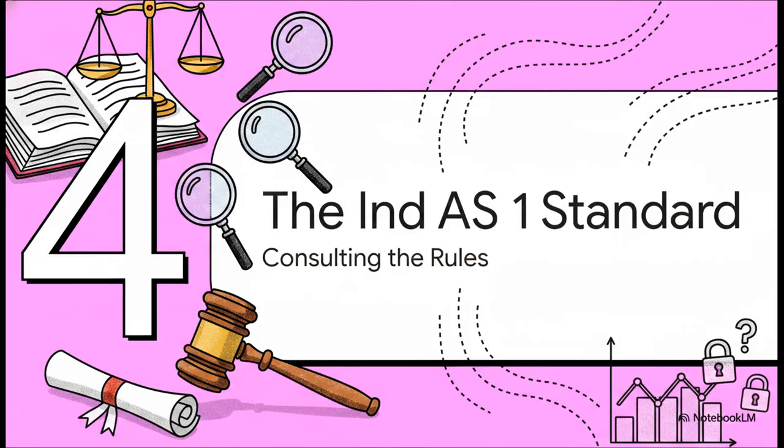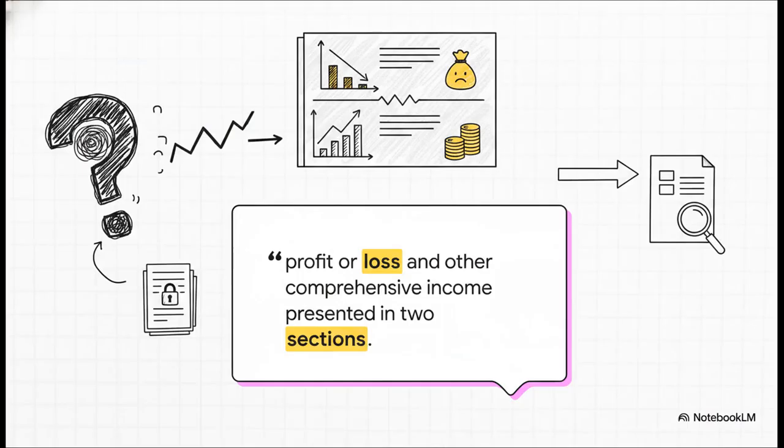Section 4, the Ind AS 1 standard. Let's see what the rules actually say. Check out paragraph 10A of Ind AS 1 regarding presentation of financial statements. It explicitly states that an entity has to present a single statement with two distinct sections, the profit or loss section and the other comprehensive income section. By just vaguely saying the balance goes to the statement of profit and loss, the company fails to tell us which of these two critical sections the expense actually hits.